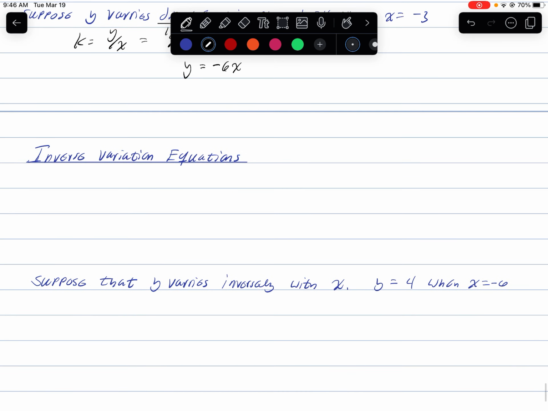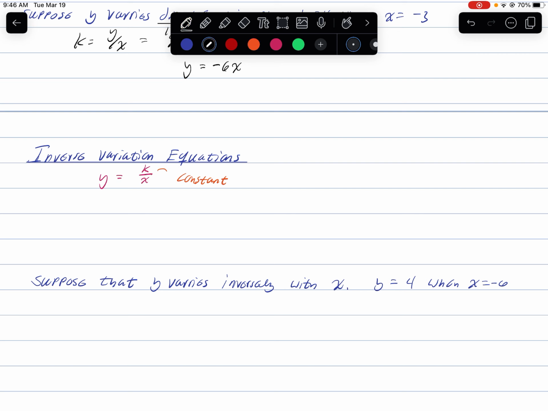So another type of equation that we have is the inverse variation equation. This is kind of the opposite of a direct variation equation. It is of the form y equals k divided by x. Last time we had y equals k times x. This is equal to k divided by x. And again, k is a constant value, some constant that we're usually trying to find.